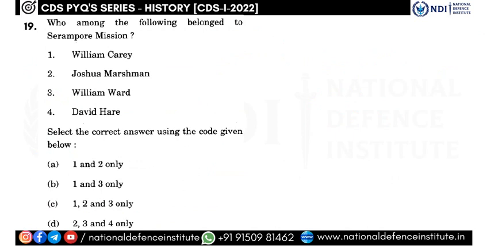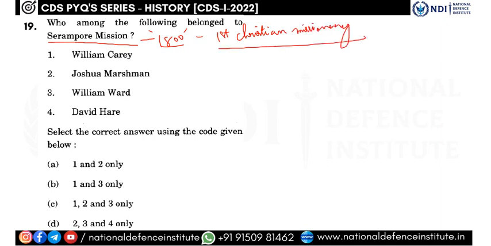Next one. Who among the following belong to the Sarampur Mission? What is the Sarampur Mission? This mission came to India in 1800. Simply, it is the first Christian missionary in India. They came to spread Christianity and English education in India. That too, the 1813 Charter Act for the first time allowed Christian missionaries to officially come and propagate. Thirteen years before that, the Sarampur Mission came to India.